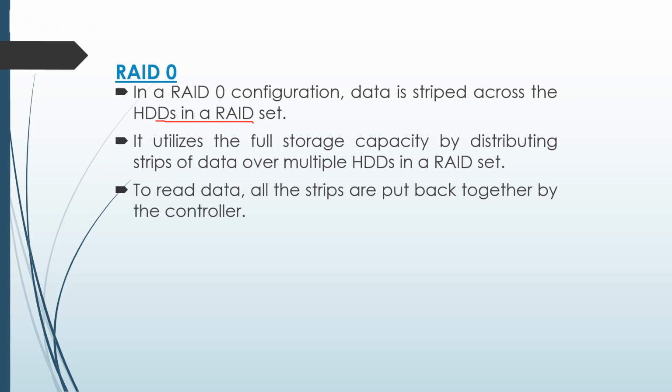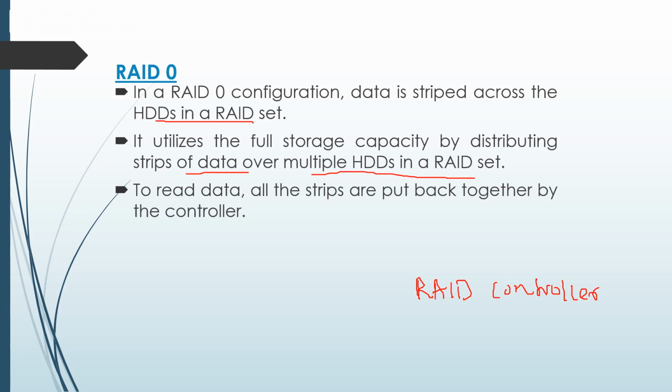It utilizes the full storage capacity by distributing strips of data over multiple HDDs in a RAID set. The striping task is done by a controller called the RAID controller. So the data will be striped across multiple HDDs within a RAID set. To read the data, all the strips are put back together by the controller.